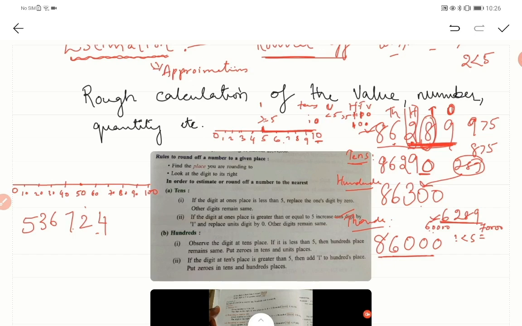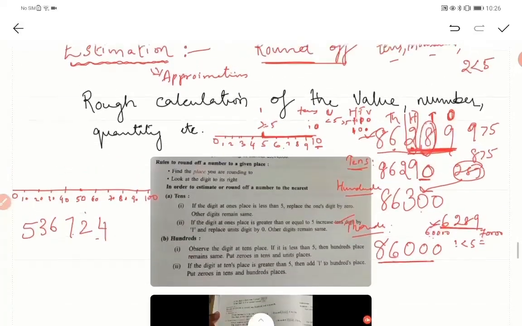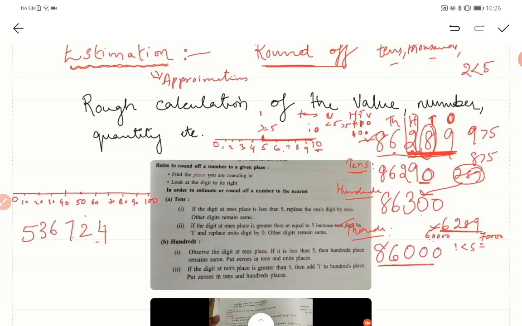Okay, students. In the last class, we studied estimation and rounding off to the nearest tens, hundreds, and thousands. We had seen the rules, isn't it? With one problem we took, 86289, we rounded off to the nearest tens, hundreds, and thousands, isn't it? So what are the rules that need to be followed?